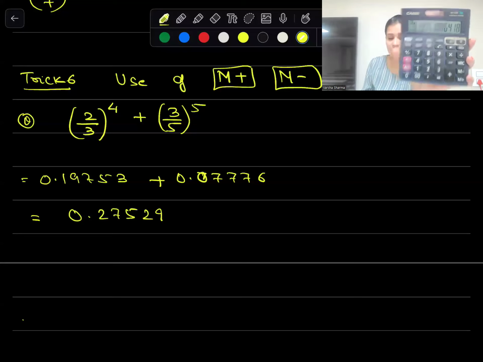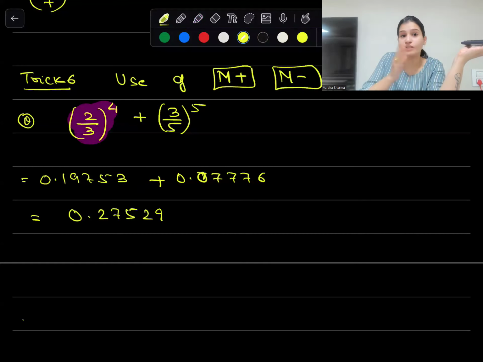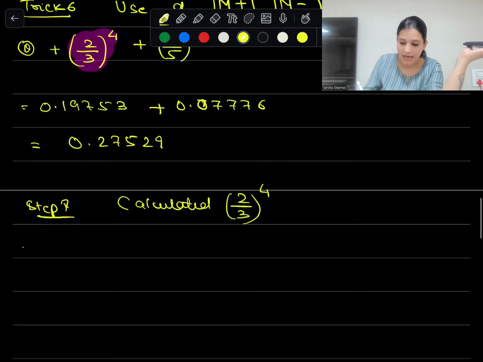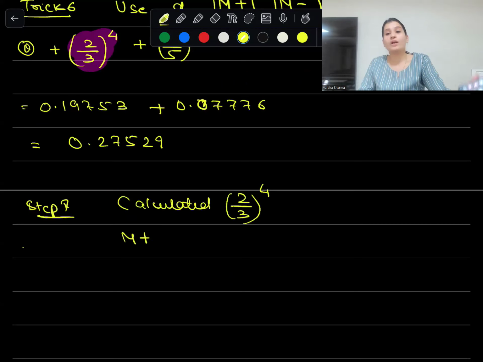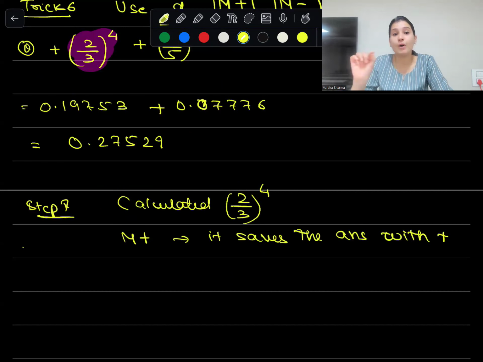Okay, so this is my screen. Now, before this number that I've calculated, what is the symbol on the left hand side of this? There is no symbol. If there is no symbol, that means there is a plus sign here. So step 1, I have calculated this. And since there is a plus sign before this, I'll press M plus. Now, what does M plus do? It saves the answer with positive sign.